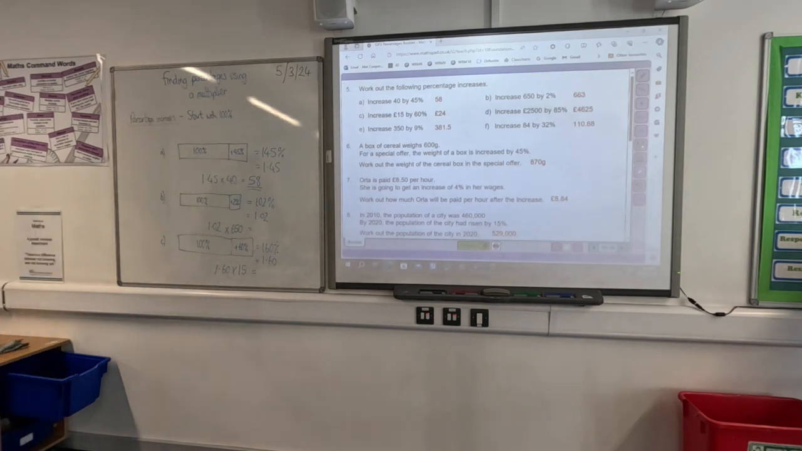And eventually we're going to get onto the higher tier questions where very often you are asked what multiplier, and it's in situations where there are lots of changes happening, not just one change. Today we're just talking about one change.